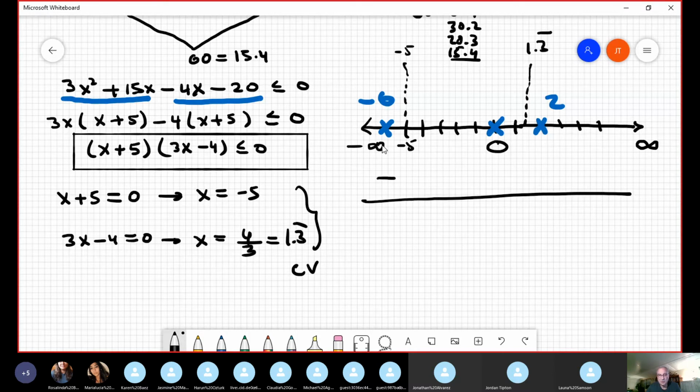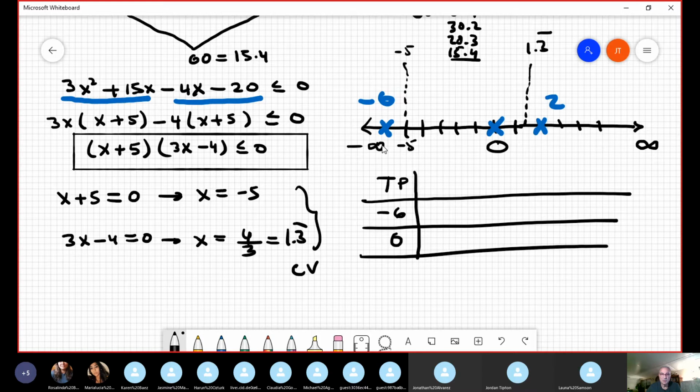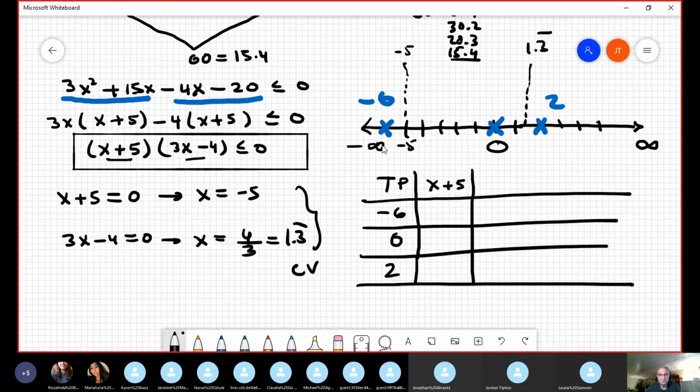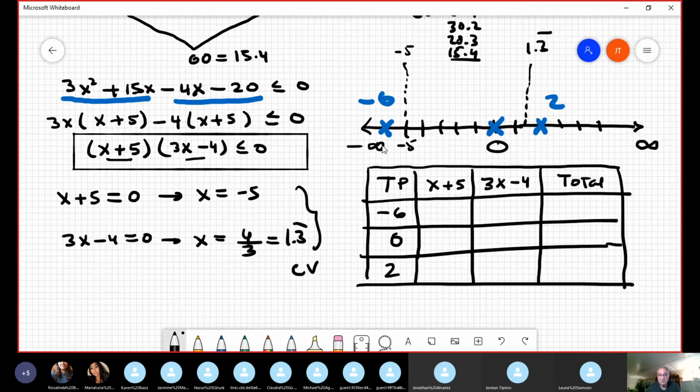Okay, so TP, the table. Important. Last part unimportant. In the table you put the testing points at -6, you put 0, and you put 2. And you evaluate one by one into the factors here. This and this, a copy. Doesn't matter the order. And total. Total is the most important column. Okay? Make a decision. What is the solution? What is no solution? Pass, fail the test.